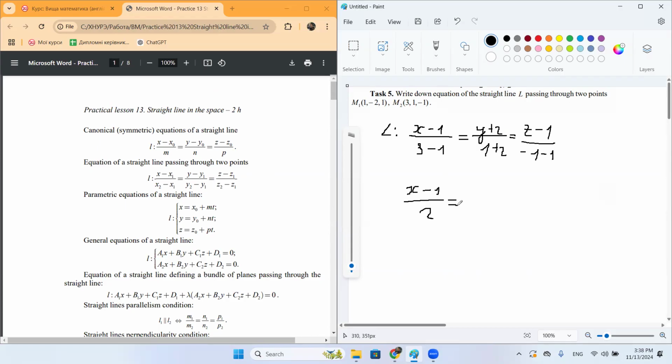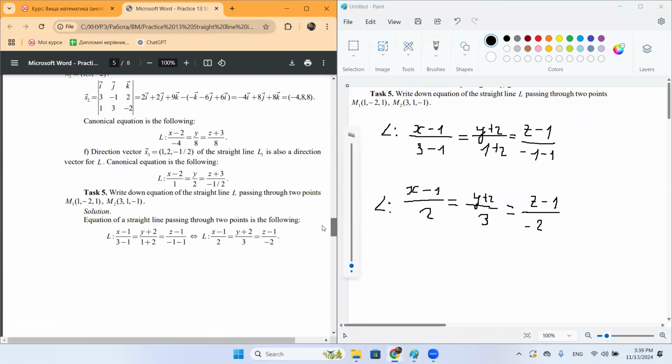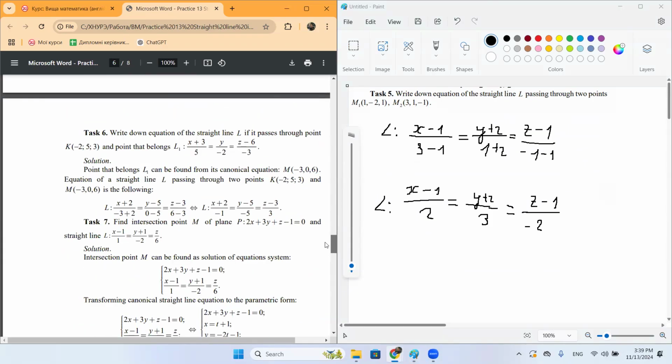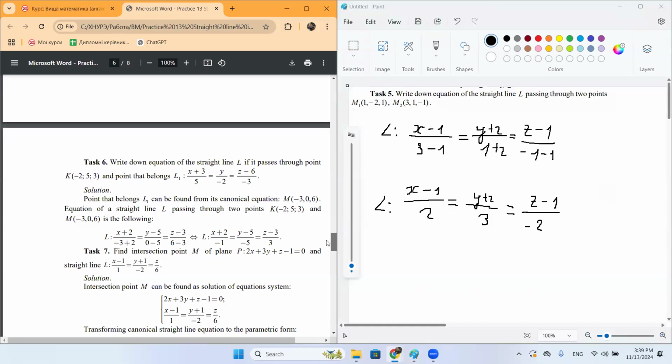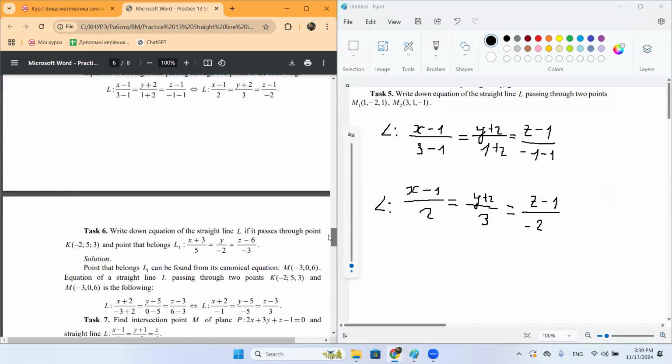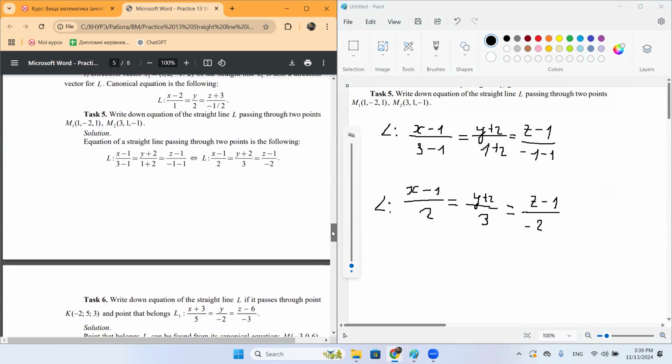And if we simplify it, we will get a canonical equation of a straight line. So x -1 by 2, y +2 by 3, and z -1 by -2. So any questions about this task? As I see, no questions. Okay. So let's see if we can solve it quickly.